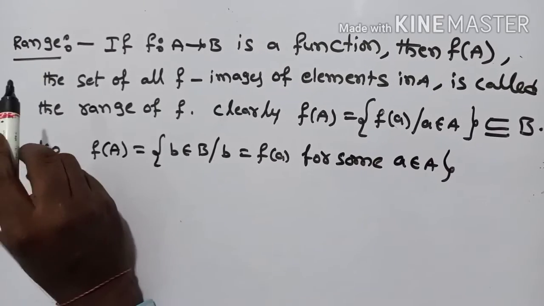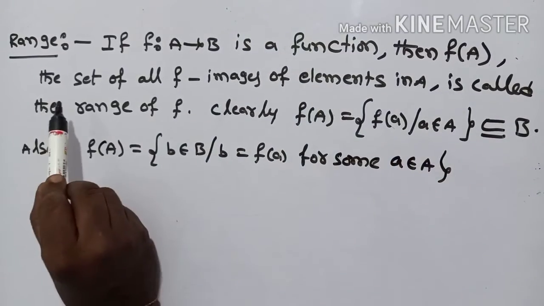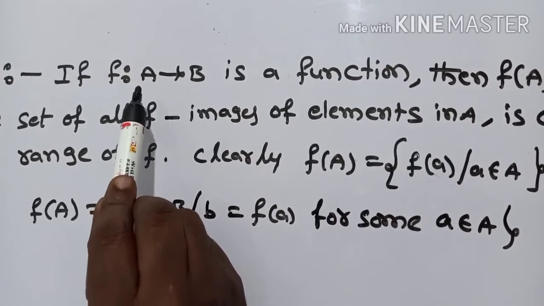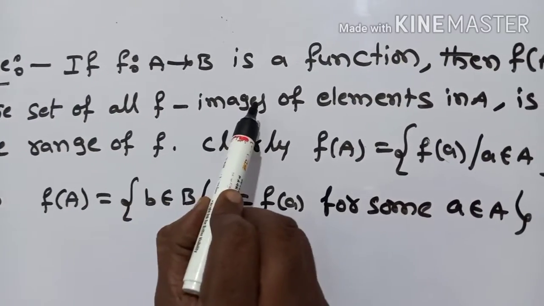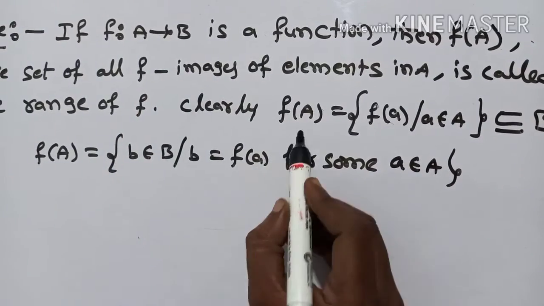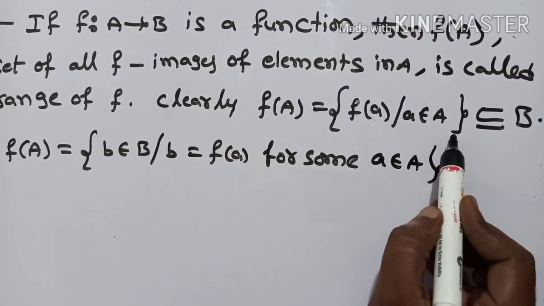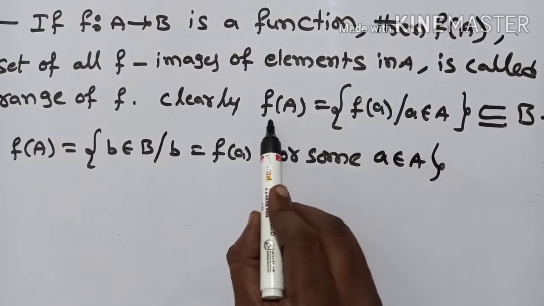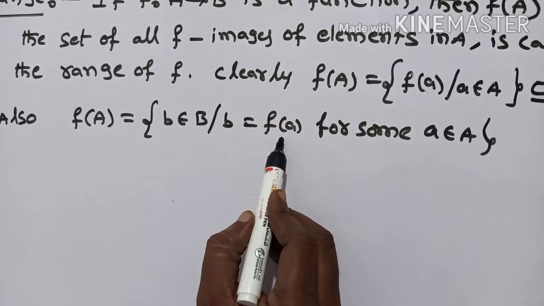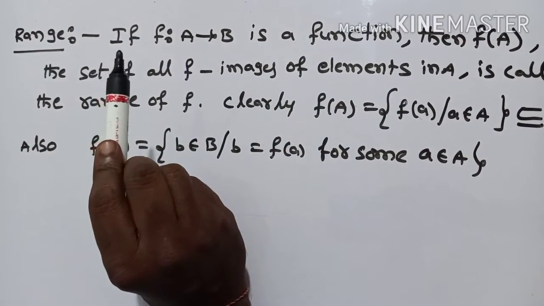That's enough. Next definition, range. If F mapping A to B is a function, then the set of all F images of elements in A is called the range of F. The images all belong to B. Clearly, F of A is equal to the set of F of a such that a belongs to A, which is a subset of B. Also, F of A is equal to the set of b belongs to B such that b is equal to F of a for some a belongs to A. All images belong to B; that is called the range.